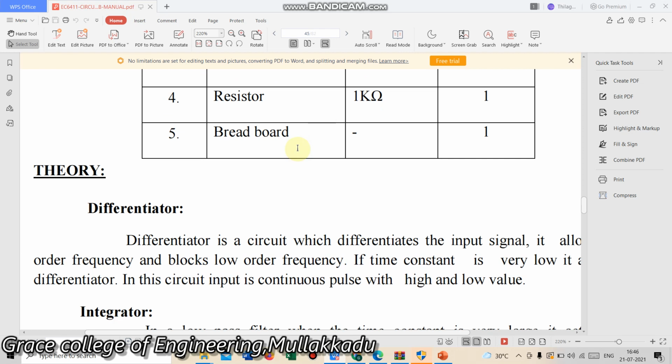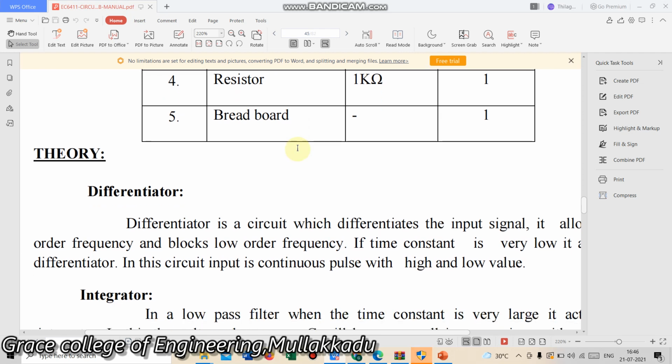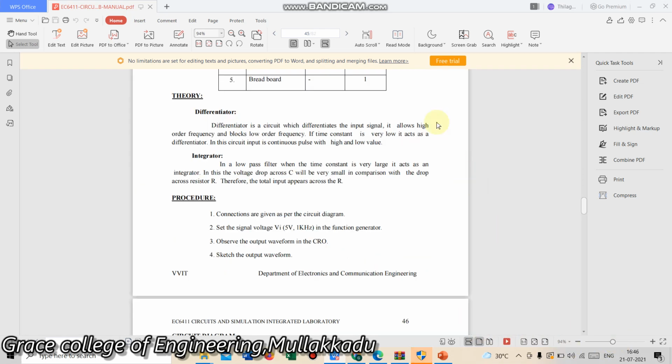First of all we are going to see about the theory. What is a differentiator? A differentiator differentiates the input signal, and it allows a particular range of frequencies. For example, it allows high frequency components and blocks the lower frequency components. If the time constant is very low, it acts as a differentiator. For a continuous pulse input with high as well as low values, it differentiates the input signal, allows the high frequency, blocks the low frequency, and the time constant is also low.